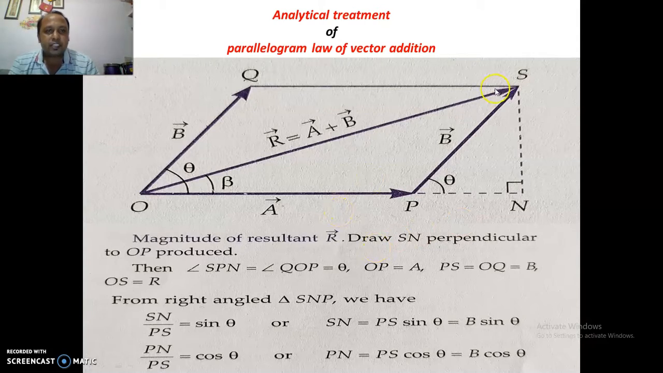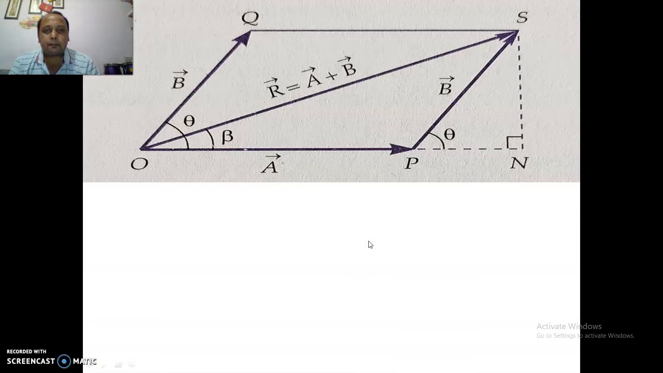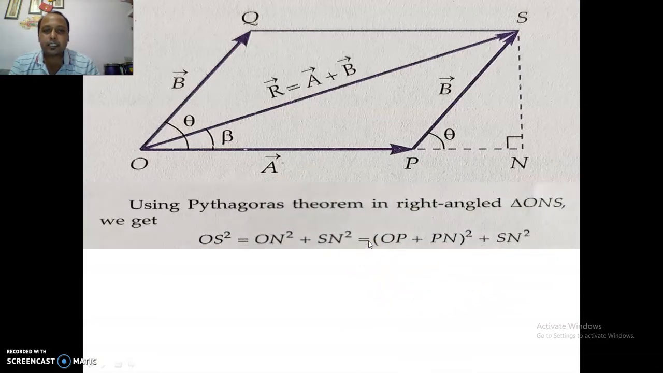Now we will consider the right angle triangle SON, or we can say ONS, which is written here, the right angle triangle SON or ONS, same thing.